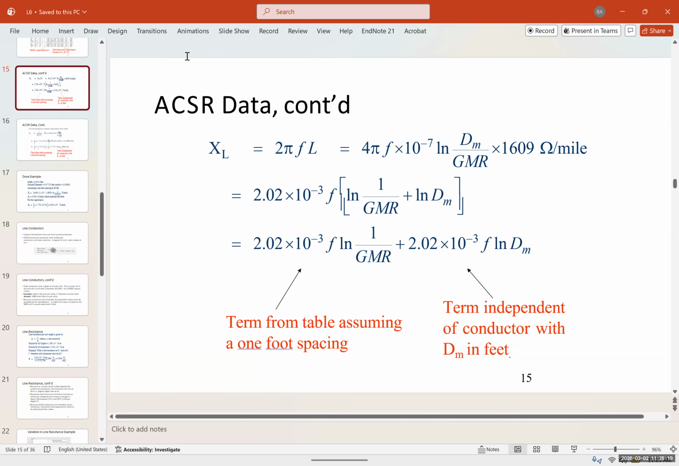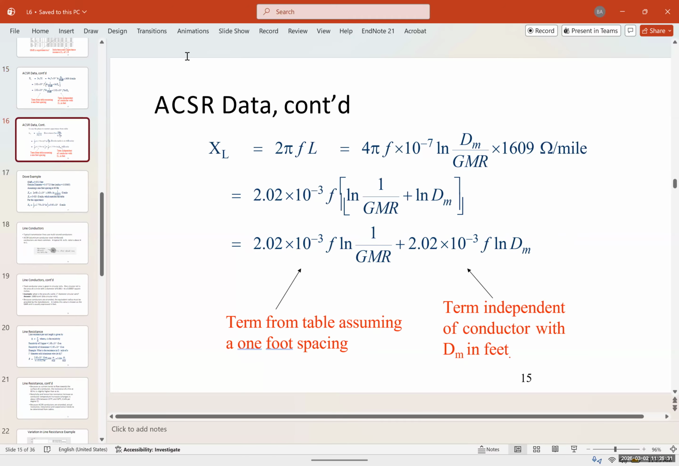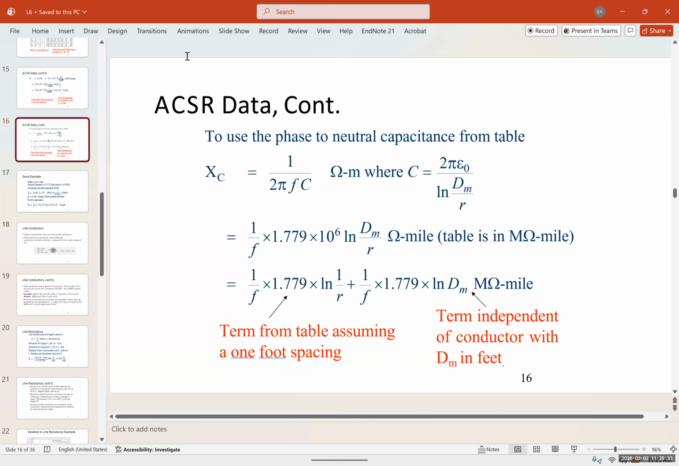And when we calculate that, we get to these two equations. The first term is from the table, assuming a 1 foot spacing. The second term is independent of the conductor, with Dm in feet. And if we replace these numbers, we get to this point.